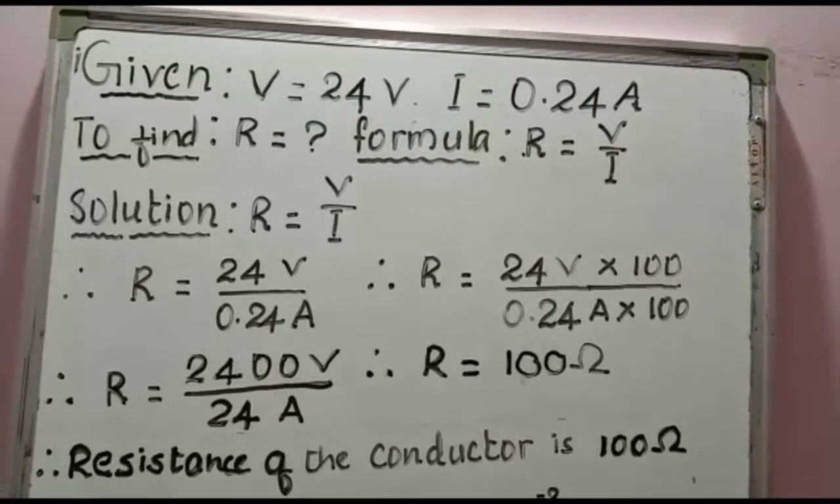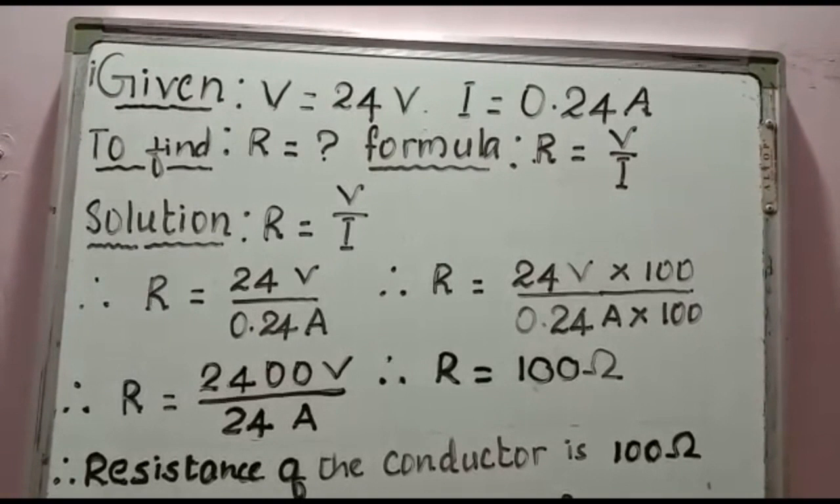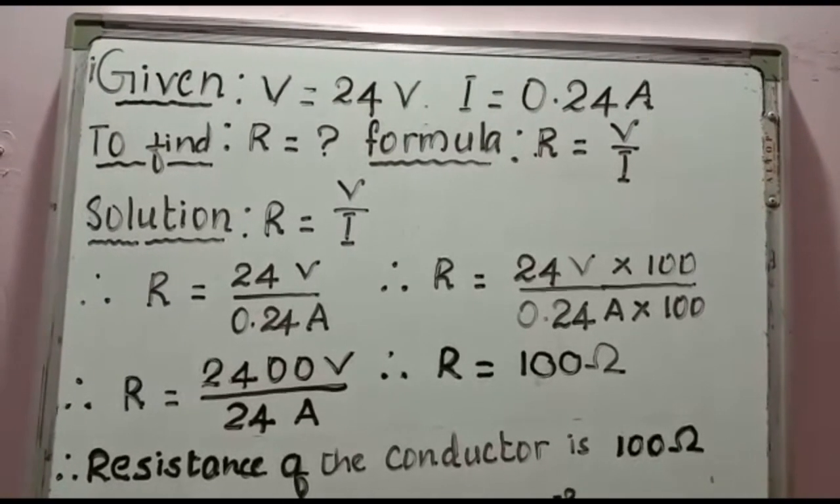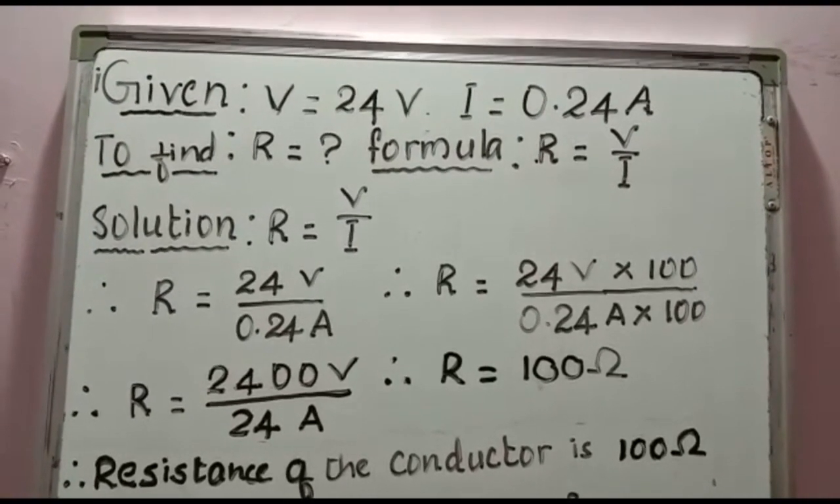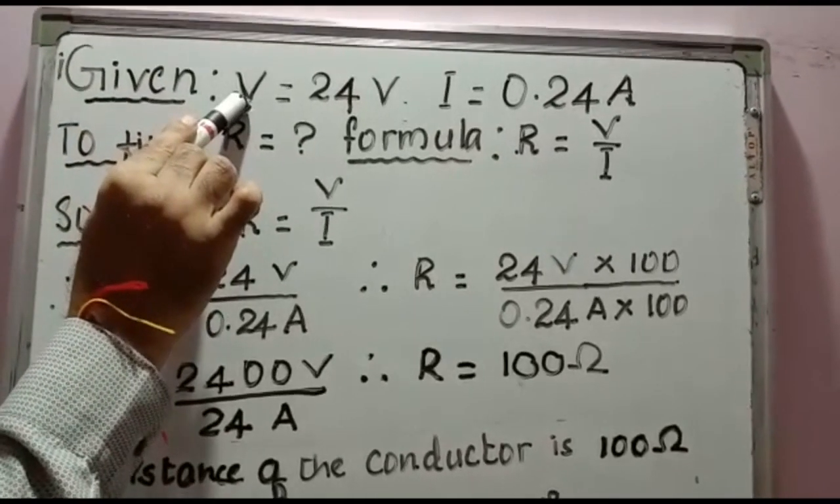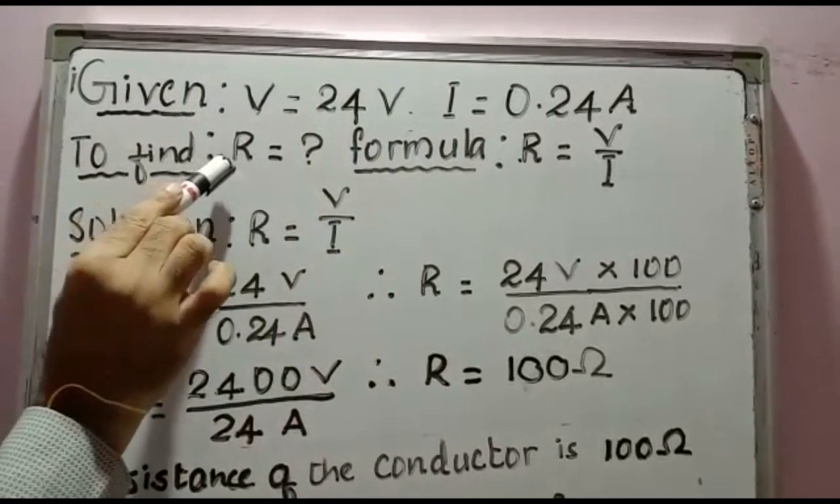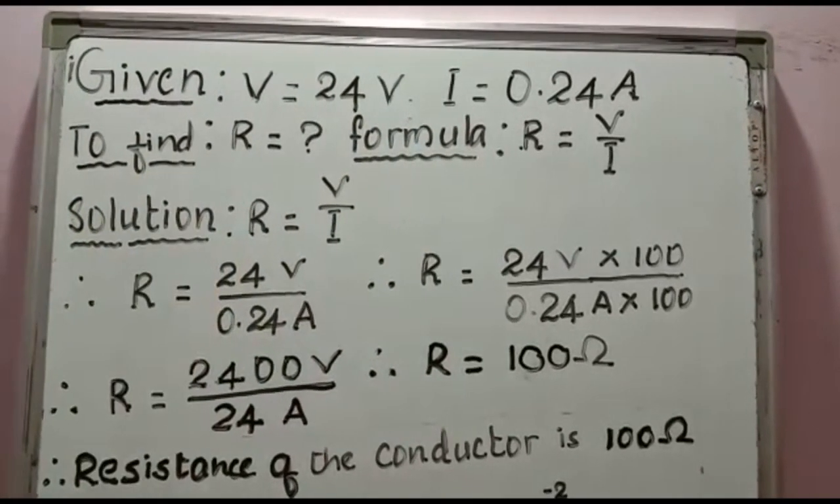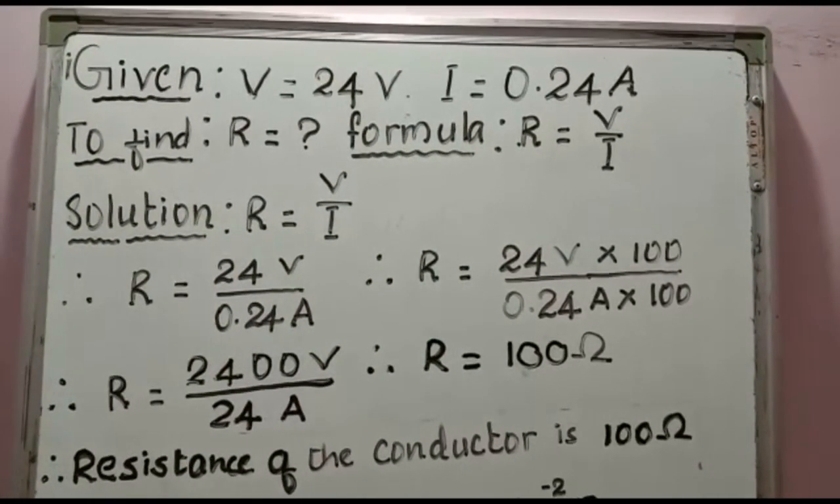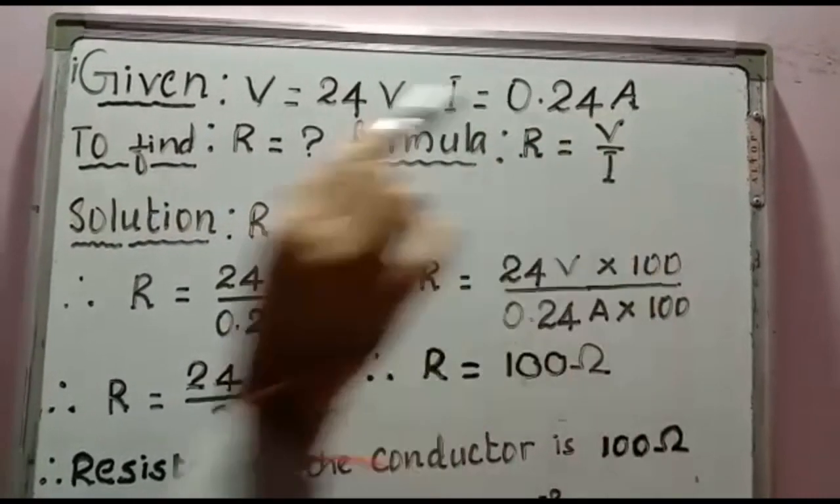Based upon Ohm's law and resistivity, let's solve a few numericals. These numericals are from page number 38. Let's solve the third one. Potential difference is given as 24 volts. Current is given as 0.24 ampere. We have to find out the resistance of the conductor by using the formula R equals V upon I.